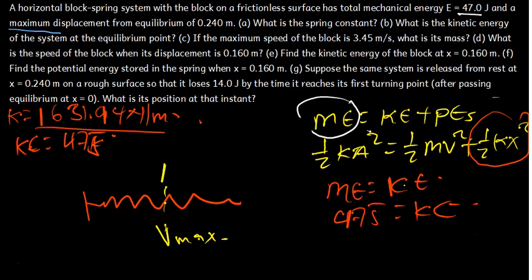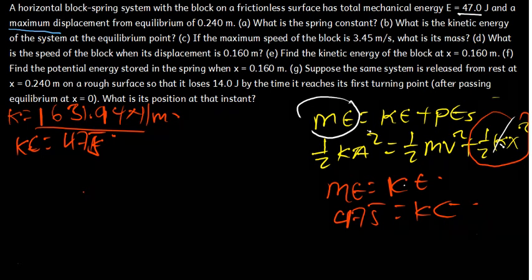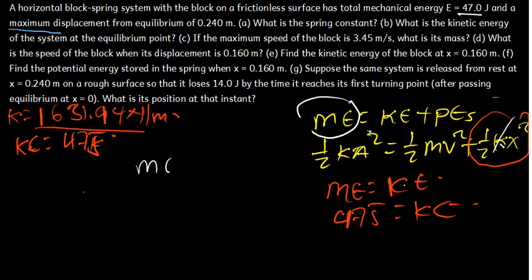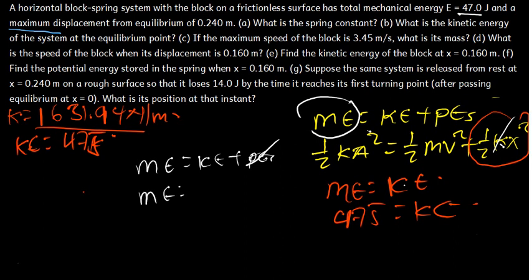So at the equilibrium position, that's where we're going to find the Vmax. That's where x is equal to 0, meaning we don't expect to have elastic potential energy, so this part is going to be cancelled as well. We are going to have our formula, mechanical energy equal to kinetic energy plus elastic potential energy. At maximum velocity the elastic potential energy is 0 because x is 0, so mechanical energy is equal to the kinetic energy, which is half mv squared. Our goal is to find the mass.